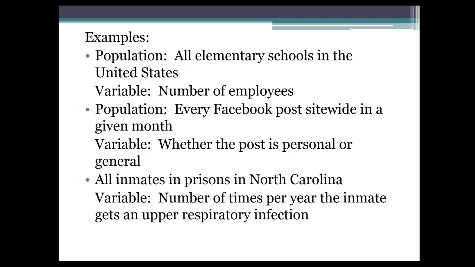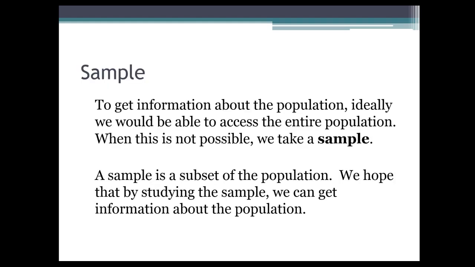Another one we might be looking at, this one is people, all inmates in North Carolina prisons. So every element in that population is a person who is in prison. And a variable we might want to look at for those people is the number of upper respiratory infections that person gets in a year.